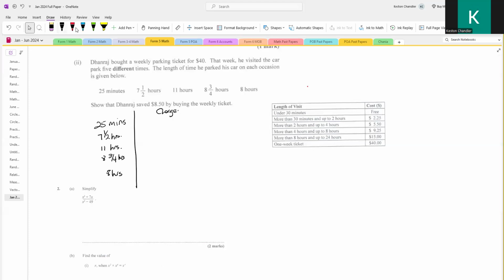So under 30 minutes is free. Right? 7.5 hours would fall inside of here, right? That's more than 4, less than 8. So that's 9.25.